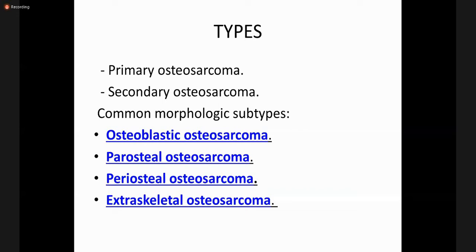So osteosarcoma is the most common primary malignant solid tumor of bone other than plasma cell myeloma, which is actually the most common primary tumor of the bone, but it is not solid. So when we talk about the solid tumors of the bone, osteosarcoma is the most common tumor, and when we talk about bone tumors in general, then multiple myeloma or plasma cell myeloma is the most common tumor of the bone.